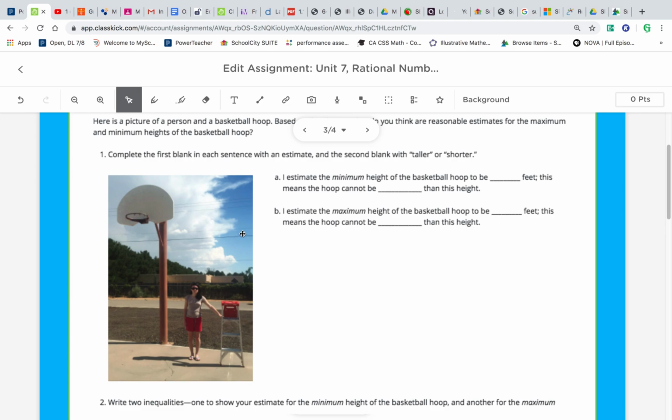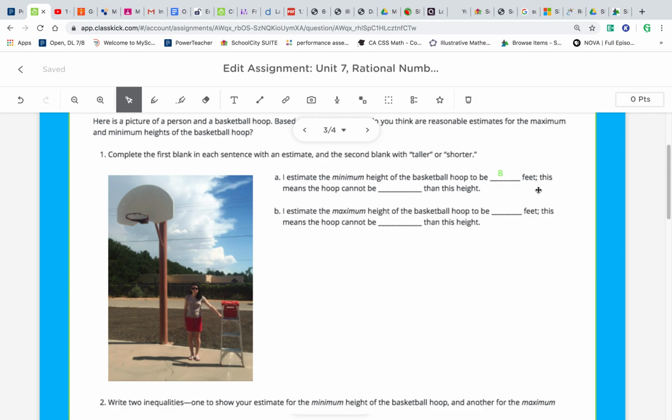You can have more than one answer. If you wanted to be more conservative with it, you could say it has to be at least 6 feet tall. I'm going to say that it has to be at least 8 feet tall. That's going to be my estimate. You may have a little bit of a different estimate, and that's fine. But I'm going to say 8 feet.